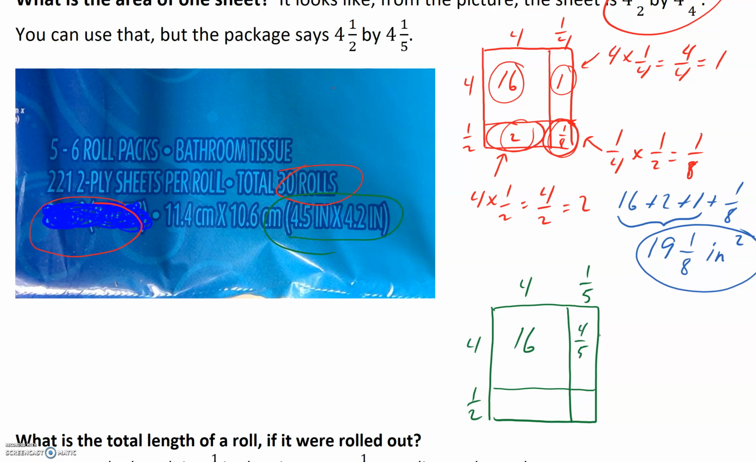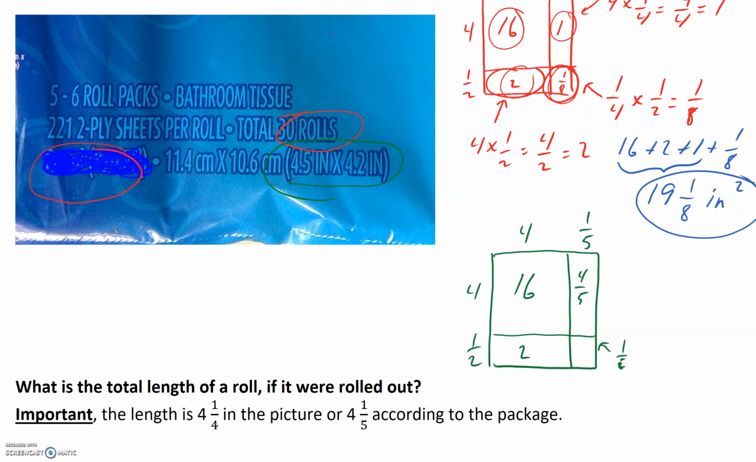And then 4 times 1/5 right here is 4/5. I got to leave it like that. And then 4 times 1/2, we still have that one. That's 2. And then 1/5 times 1/2 right here. Oops, I got to raise it up a little bit. Sorry. 1/5 times 1/2 equals 1/10. Right? 1/10. So when I add those all up, let's do that over here. 16 plus 2 plus 4/5 plus 1/10.